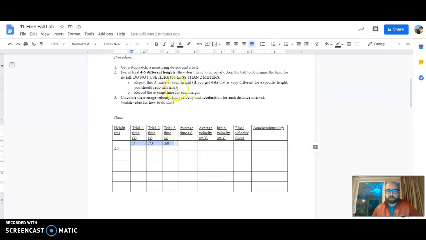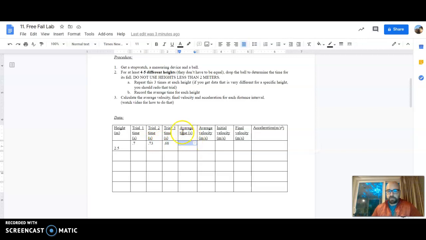Another thing to notice, in the directions I said if you get data that's very different, you should redo that trial. So if I was getting stuff here that was maybe 0.8 something or 0.5 something, that would be pretty different. Sometimes kids think these are different, but the range of these is 0.05 seconds, which isn't really that much time. So this is pretty okay data here.